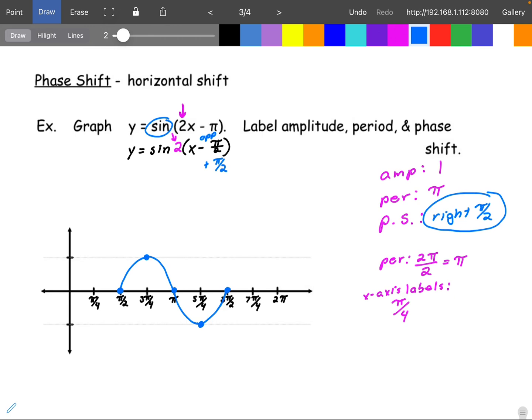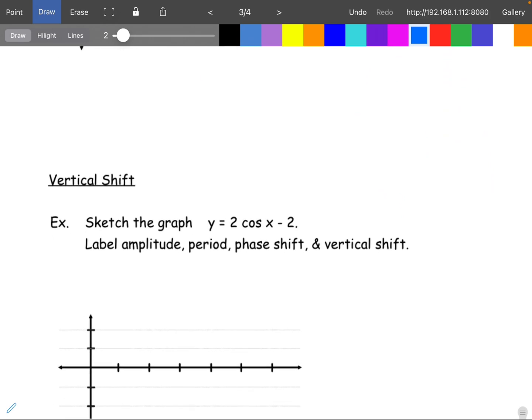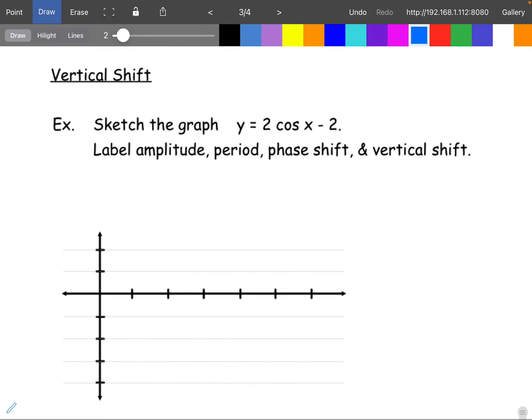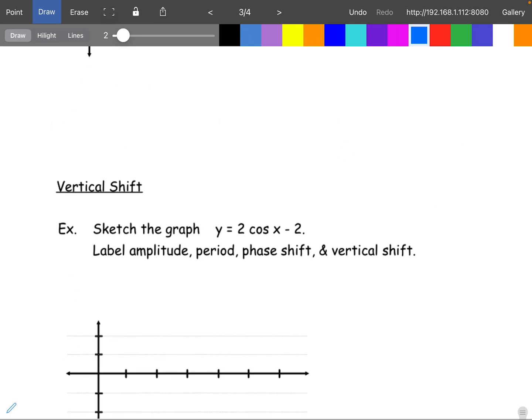All right, so that is a phase shift or a horizontal shift. There's one more type of transformation that we haven't talked about yet, and that is a vertical shift. Now, this next function gives us a vertical shift. Now, let's talk about how we know.